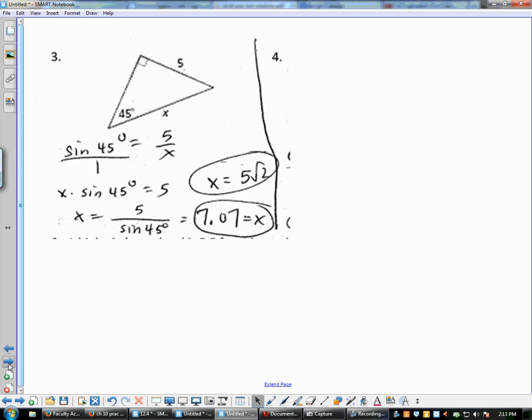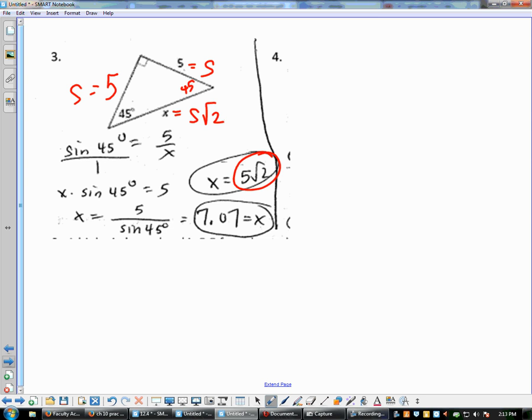For number 3, you could use special right triangles. This is going to be a 45-45 right triangle, and if 5 is s, then this side would also be 5, and this side would be s times the square root of 2. So your answer is just going to be 5 times the square root of 2.